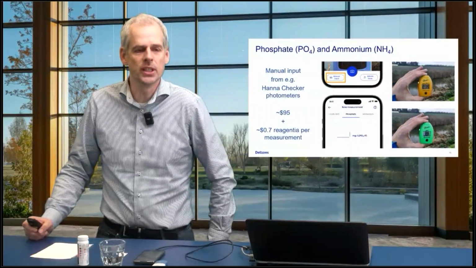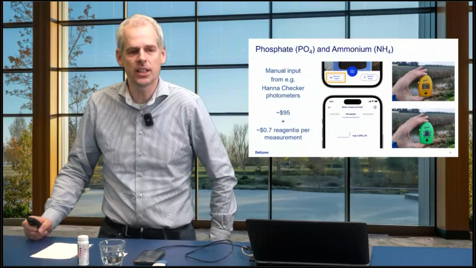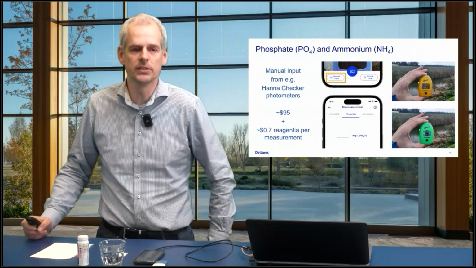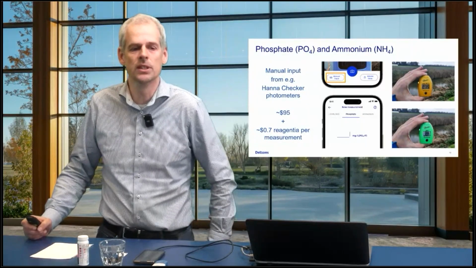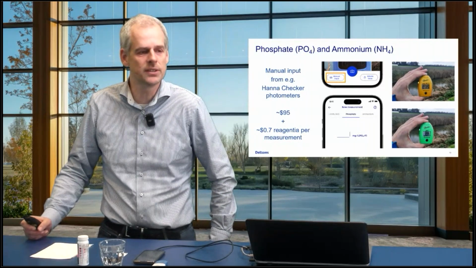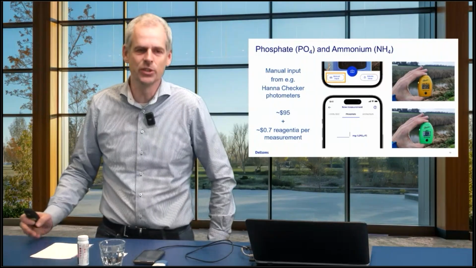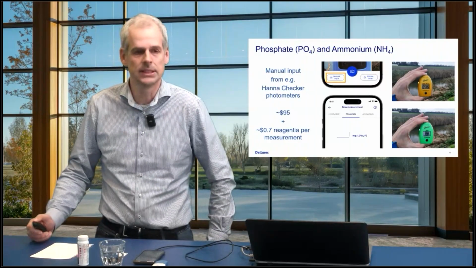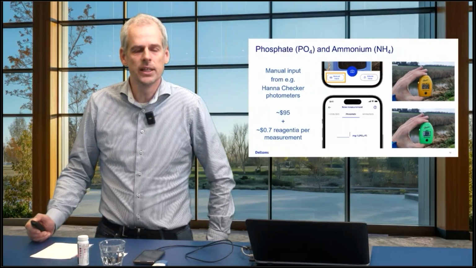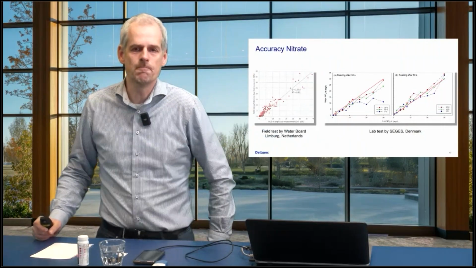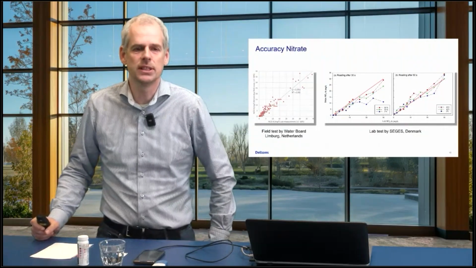We've been using for this these Checker pocket photometers that you see on the right. So the upper one is for ammonium, the lower one is for phosphate. And these checkers go for around $95, and you need some reagents, so you also have a little bit of cost for each measurement.